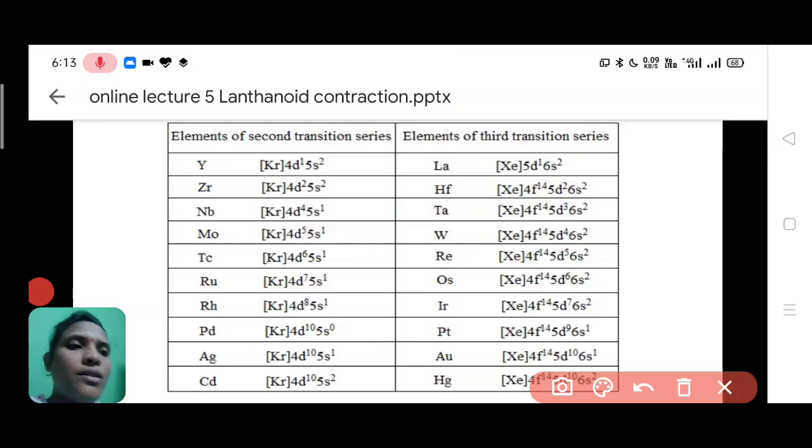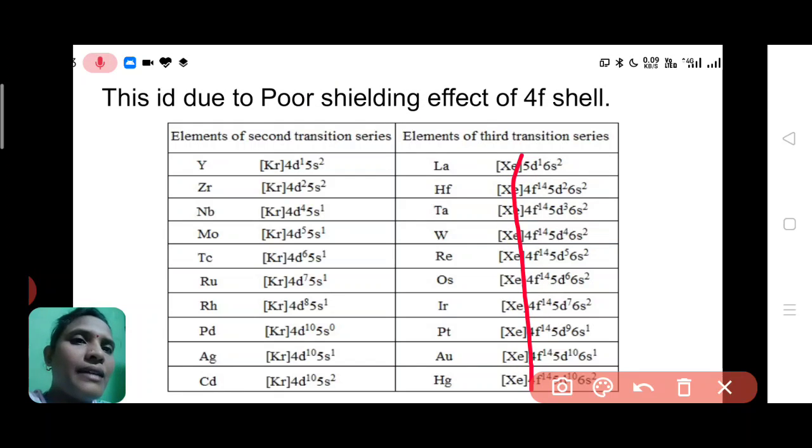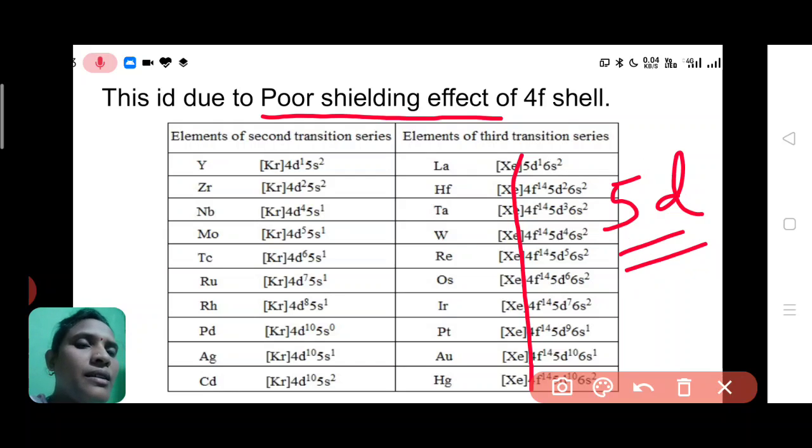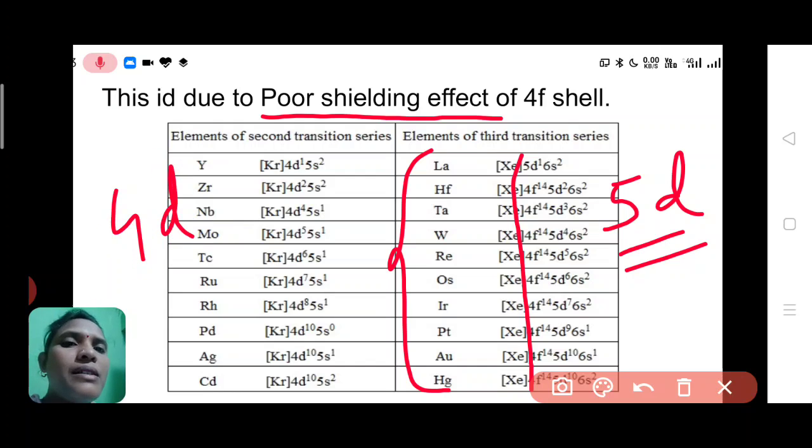So this 4F shell has poor shielding effect, and due to this poor shielding effect, the 5D series elements show lanthanoid contraction, and due to this lanthanoid contraction, 5D elements have similar atomic size as 4D elements.